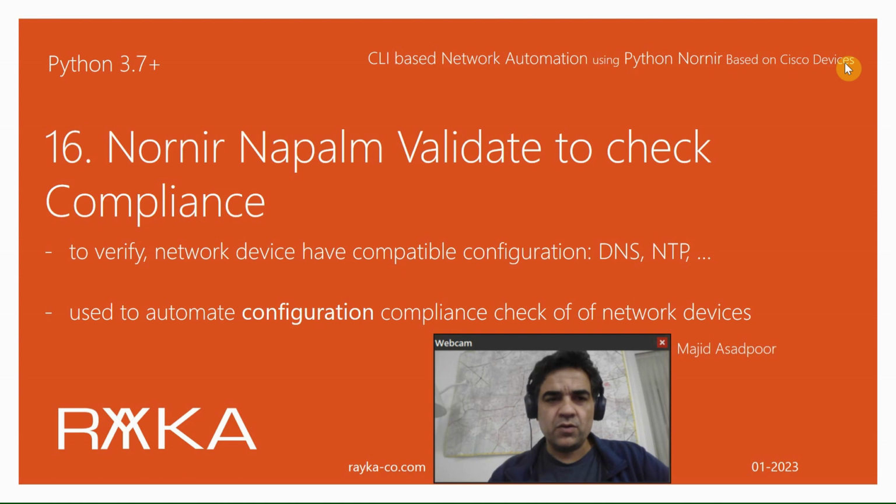In this section, we are going to talk about Nornir Napalm Validate to check configuration compliance. Checking configuration compliance means verifying that network devices have compatible configurations, for example, DNS or NTP configuration. And Nornir Napalm Validate is used to automate the configuration compliance check of network devices.